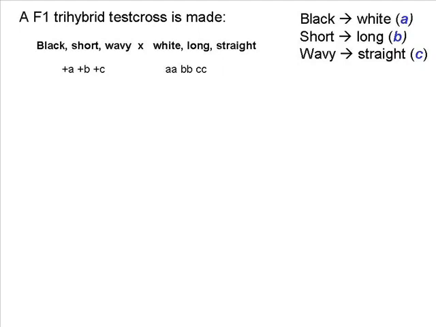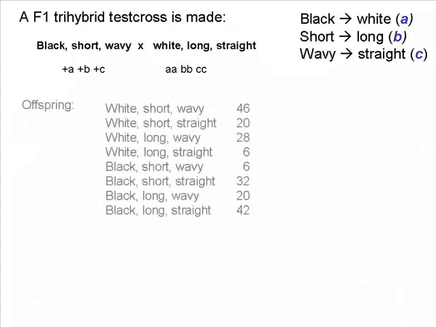Okay, we want to symbolize these individuals. So we set them down as plus A plus B plus C times little a, little b, little c. So classic little form there. The offspring that are observed, we're given this as data, is that we have white short wavy, 46 of those, white short straight, 20 of those. You can read down through here.